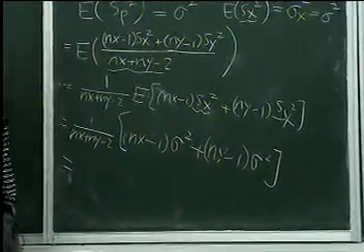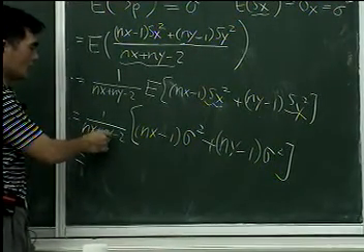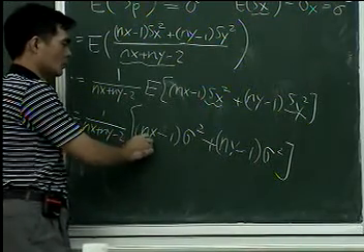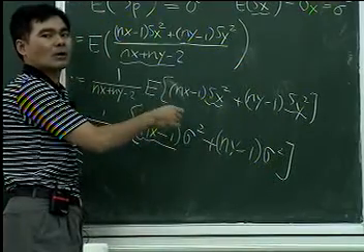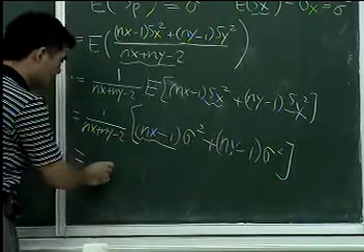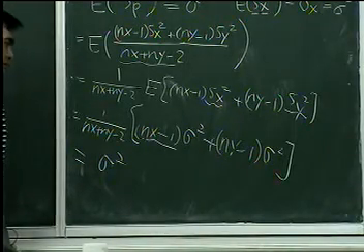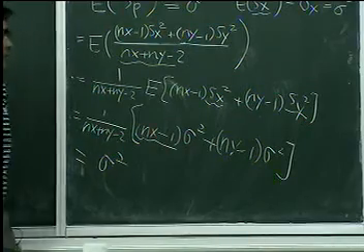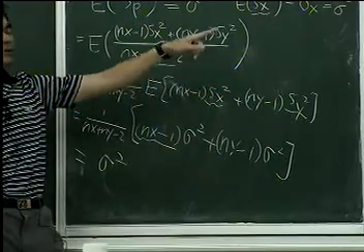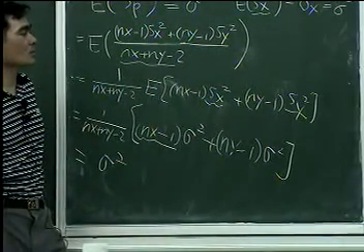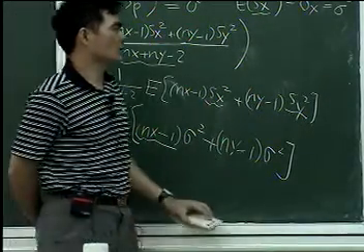So what is this equal to? The denominator is nx plus ny minus 2. And the numerator will be nx minus 1 plus ny minus 1. So that's nx plus ny minus 2, right? So that will be equal to sigma squared. So that's the reason we use the Sp squared to estimate sigma squared.